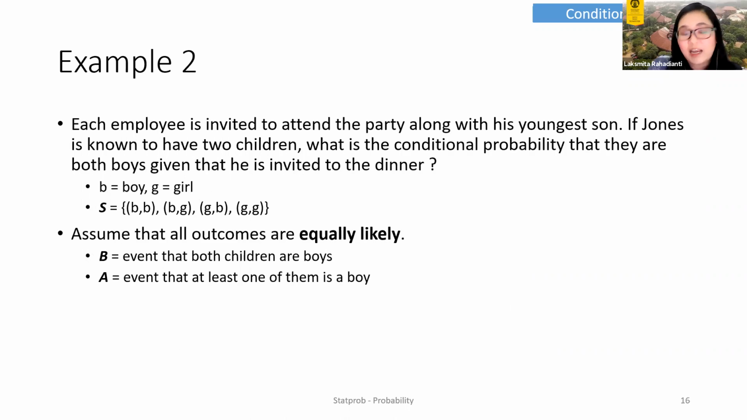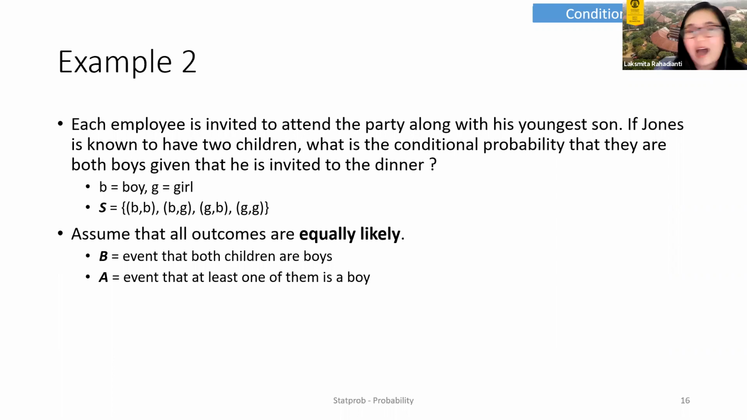So here is a second example. Honestly, I took this from the previous slides, and I don't really like the wording of it. So let's go through it together. An employee is invited to attend a party along with his youngest son.